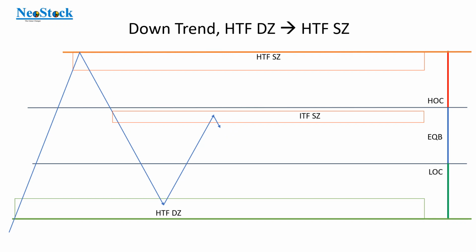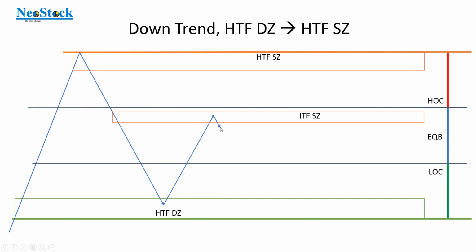Short trades should be planned only when ITF price direction is changed from ITF supply zone to ITF demand zone. Once it is changed, where you can plan short trades? In equilibrium area, wherever your prices entered into LTF supply zone. Always remember, our trades will be planned in the LTF zone, not at the ITF zone or not at the HTF zone. We will be planning at the LTF zone, lower time frame zone.